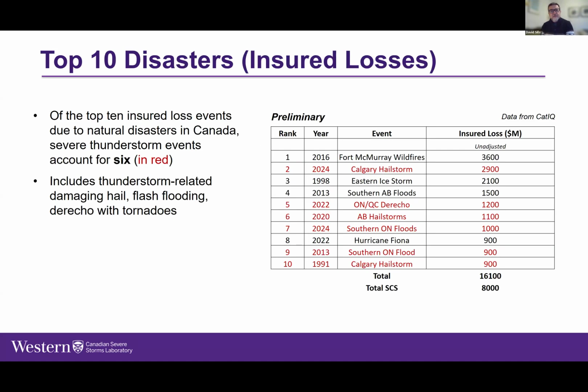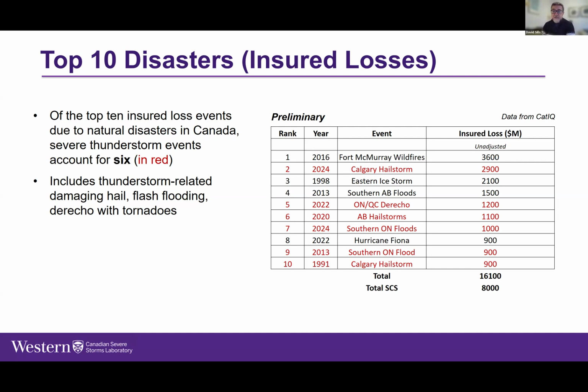So I thought I'd start here with where we are as far as thunderstorm impacts in Canada. This is a list of the top 10 disasters by insured losses from CatIQ. Of the top 10 insured loss events due to natural disasters in Canada, 6 of them, the ones in red, are severe thunderstorm events. So clearly, the impacts from severe convective storms in Canada are large. And actually, I've included some of the latest events from this year on this list.